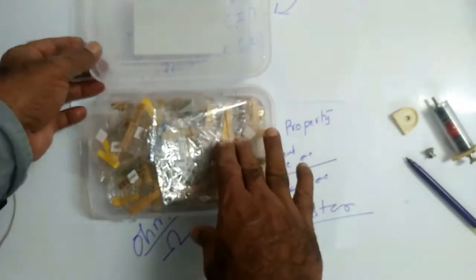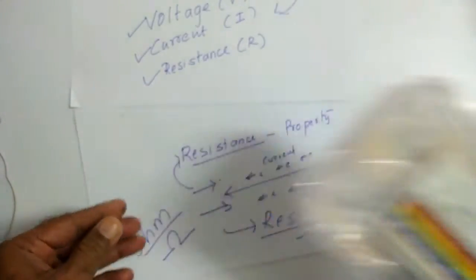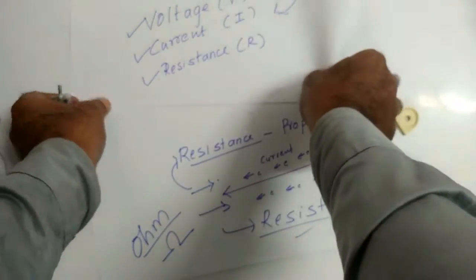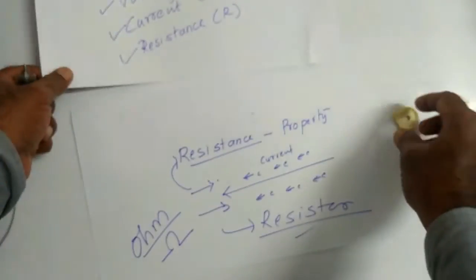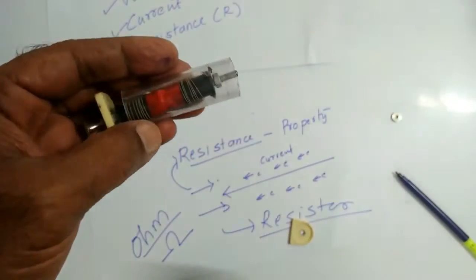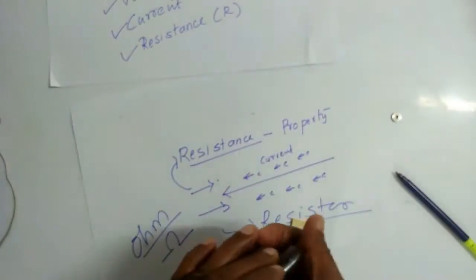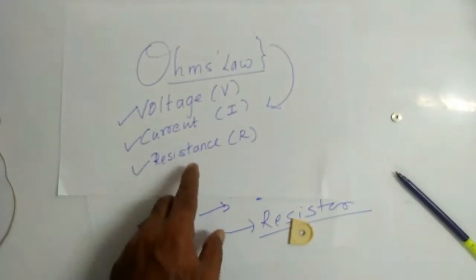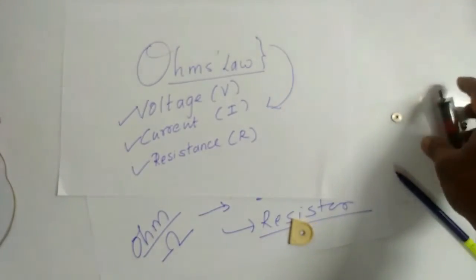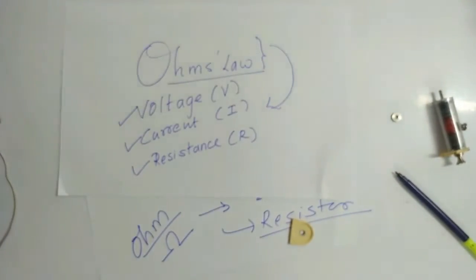So resistors can be of any shape. But in physics practical, as far as Ohm's law is concerned, you will be given generally this type of resistors. So we have completed a bit of understanding about what is resistance. Now we'll go for voltage. So what is voltage?